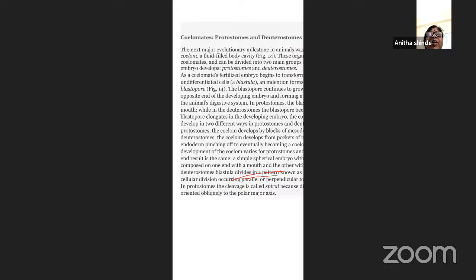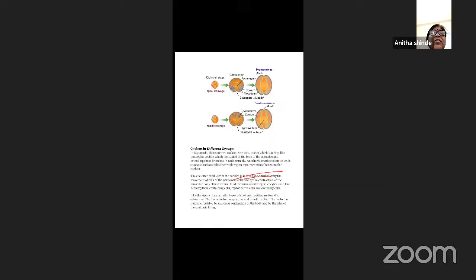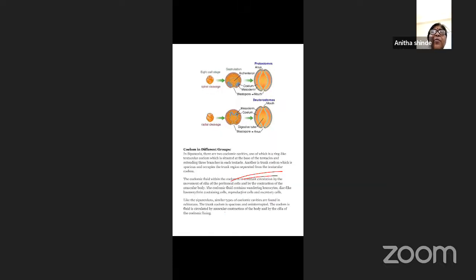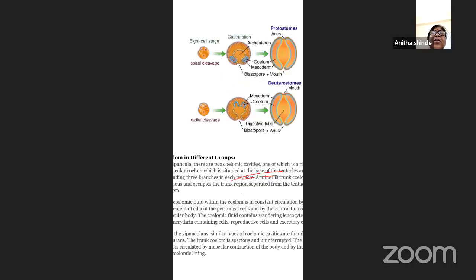We have already talked about protostomes and deuterostomes. In the protostomes, the coelom develops by the schizocoely method, whereas in the deuterostomes it develops by the enterocoely method. Now see here. In the protostomes, the blastopore is the first opening of the embryo, so first it will form the mouth.